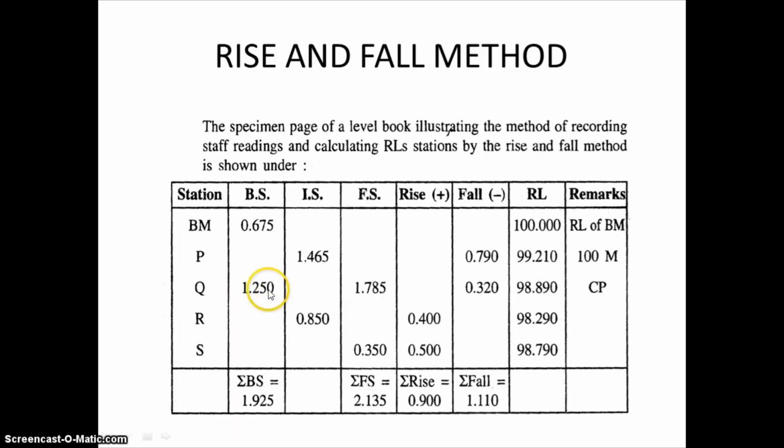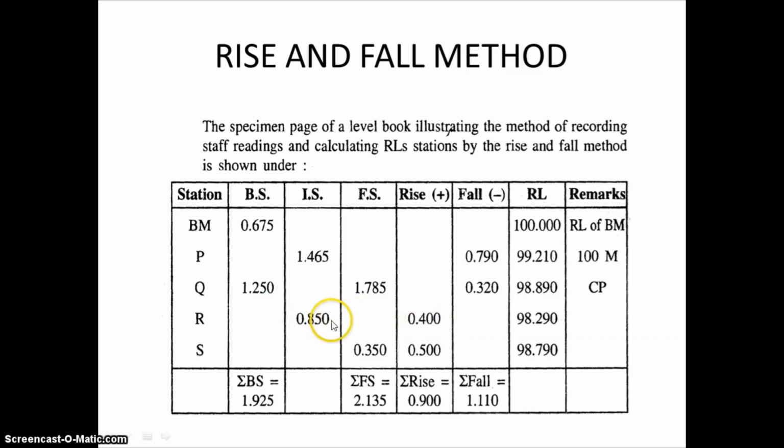Then again you have to start from this position because you took the change point, meaning you have taken your first reading. So you have to start again from here and compare station Q and station R. You have to take the level difference of these 2 station points. If this value comes positive, you have to enter it in the rise column. This positive value indicates that there is a hilly area, there is a rise.